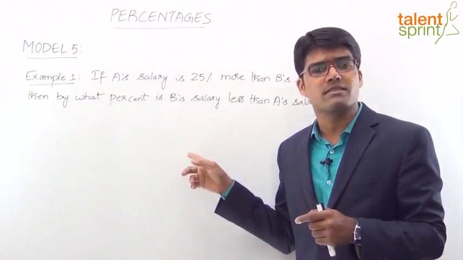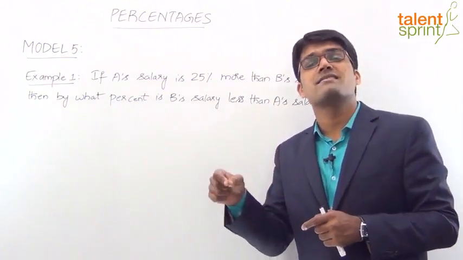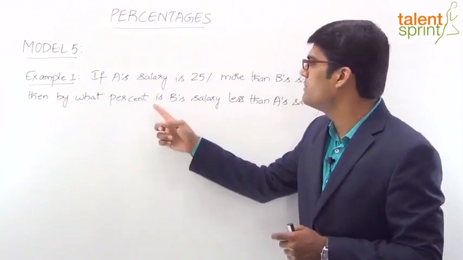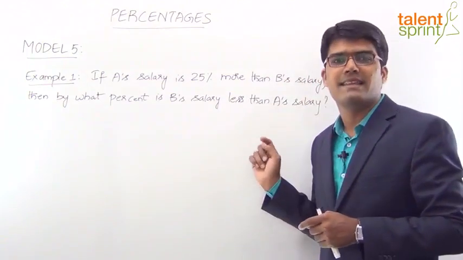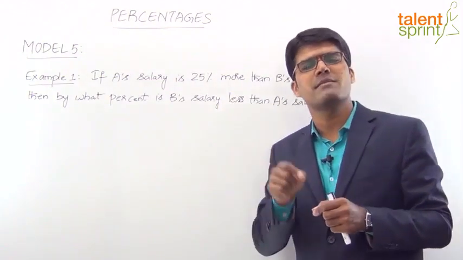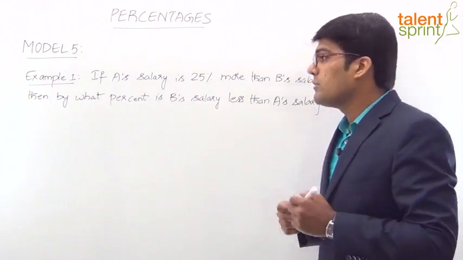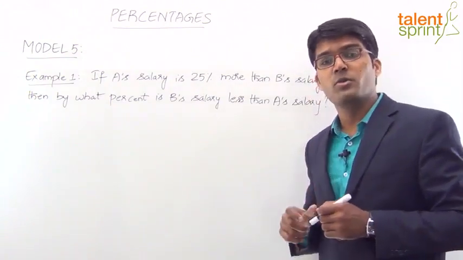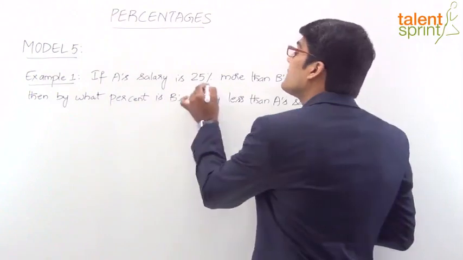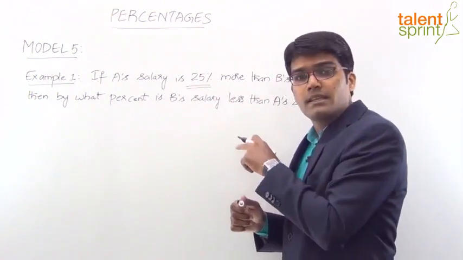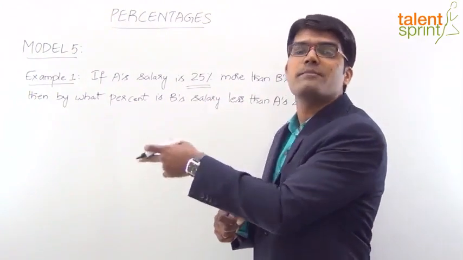We have just discussed this concept. X is what percentage more or less than Y. So here B is what percentage less than A. So we can apply the formula (B minus A) by A into 100. Now before we actually solve it, one important point to be noted here is, since A is 25% more than B, it does not mean that B is 25% less than A.